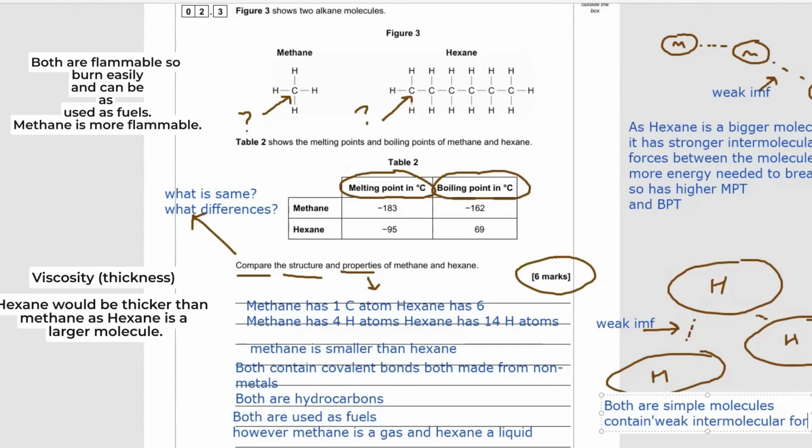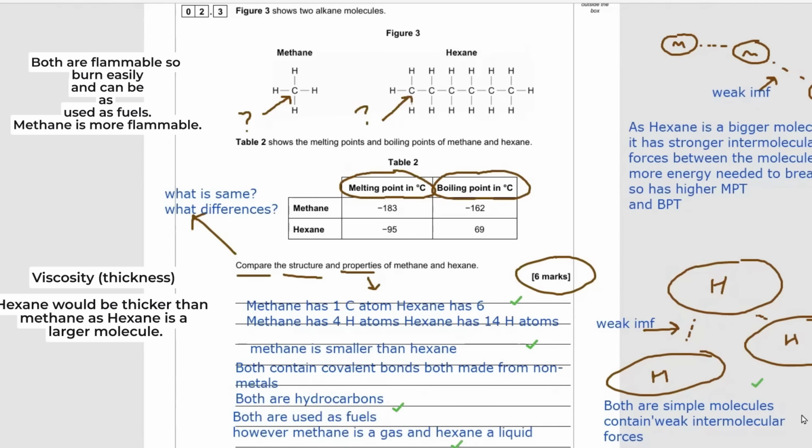Viscosity. I haven't talked about viscosity. So which one is going to be thicker? Hexane, if you think of fractional distillation, it's a bigger molecule, stronger forces. It's going to be more viscous. It's going to be thicker and possibly a darker color, but I believe they're both colorless. So not much of a comparison with the colors there, but it's certainly going to be thicker and more viscous.